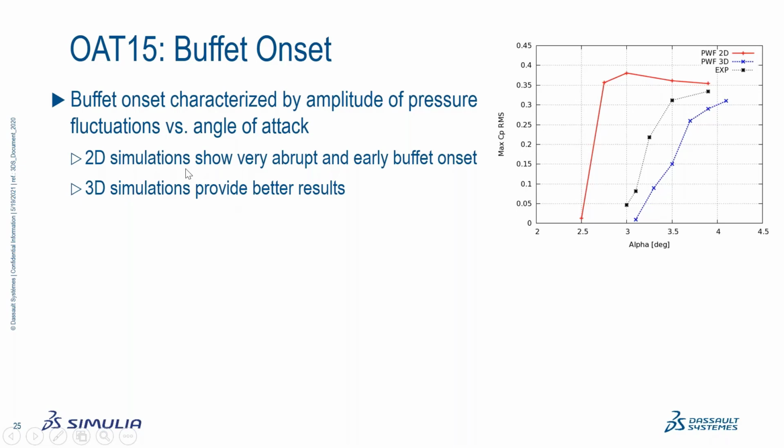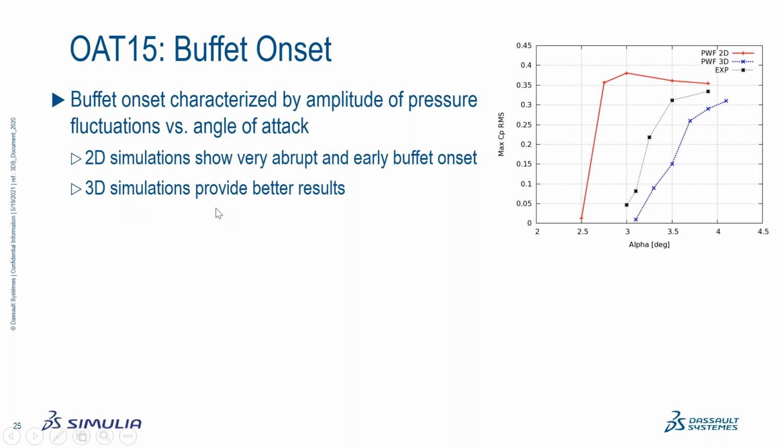The two-dimensional simulations show a very abrupt and early onset, so we basically have no buffet at 2.5 degree angle of attack and then full buffet already at 2.7 degree angle of attack. And this is due to the fact that we're running 2D. We are not resolving any span-wise, any small turbulent structures, and this gives wrong results.